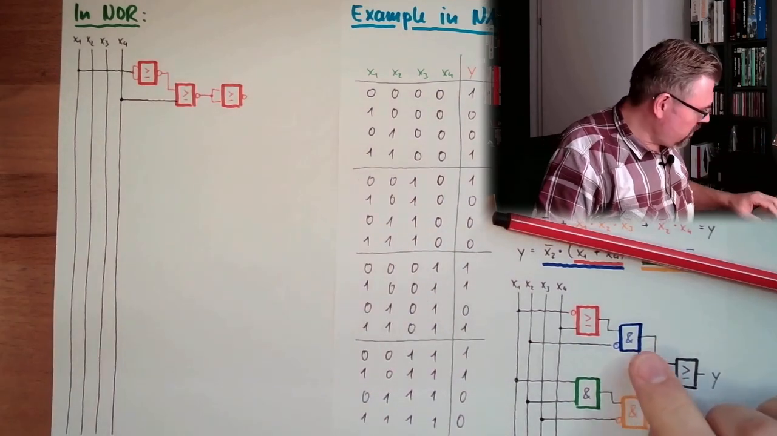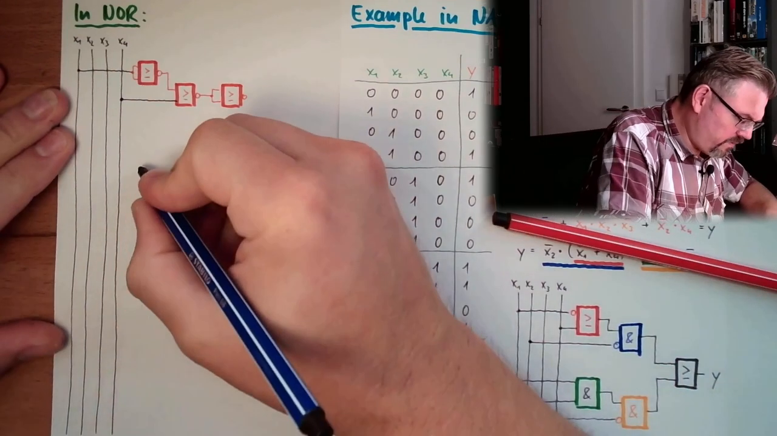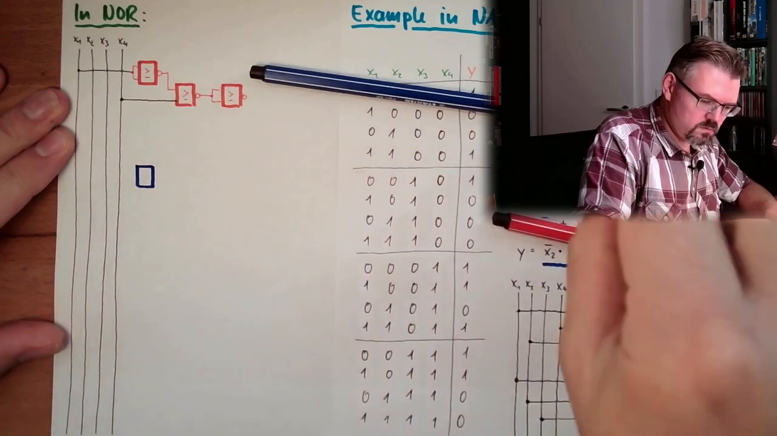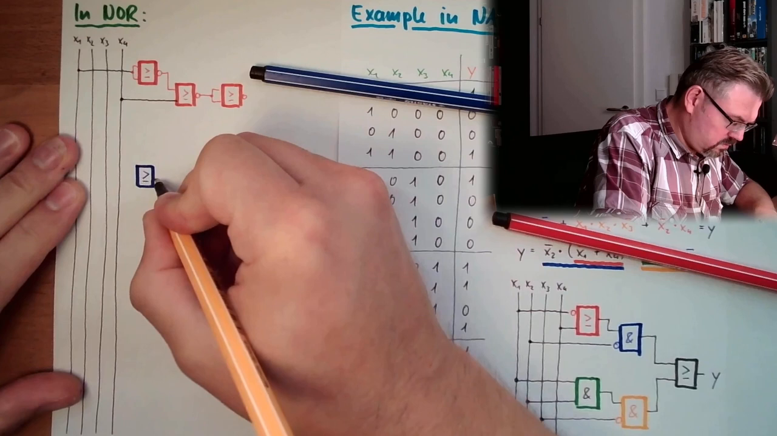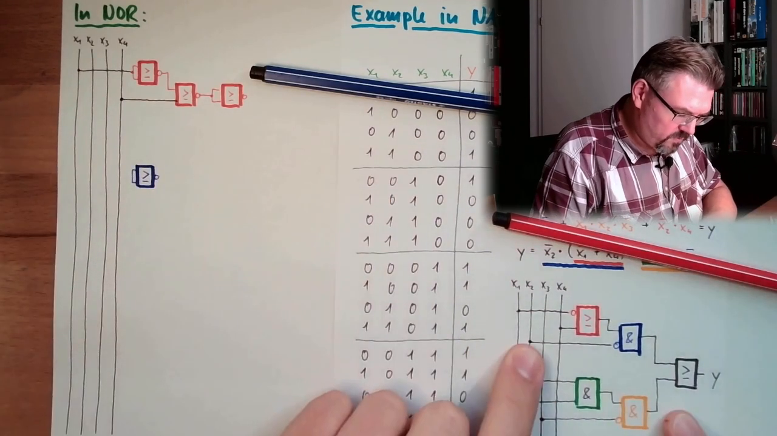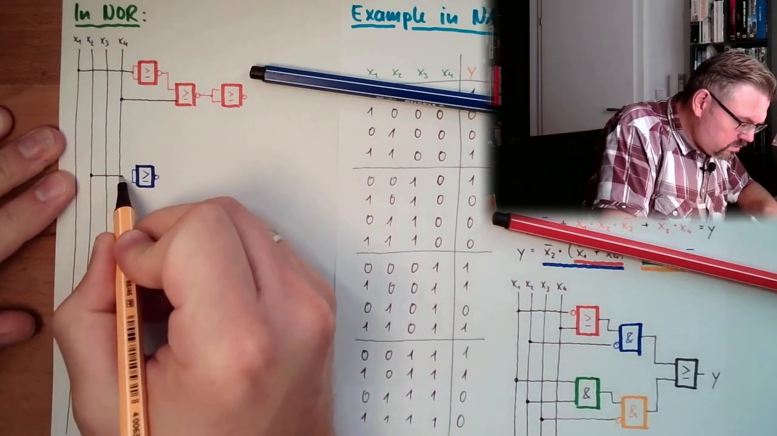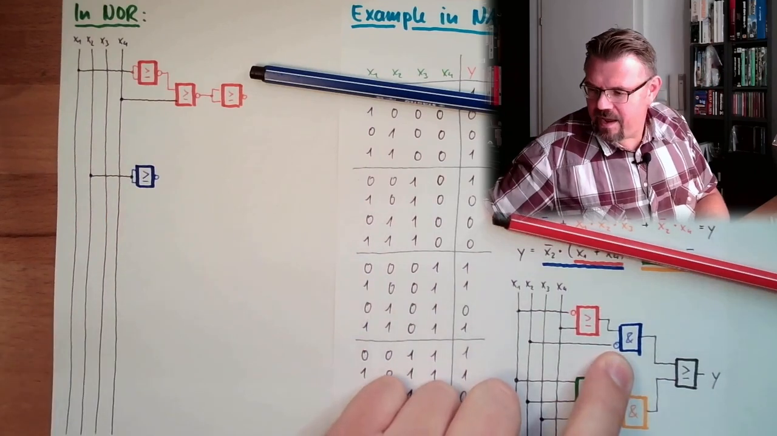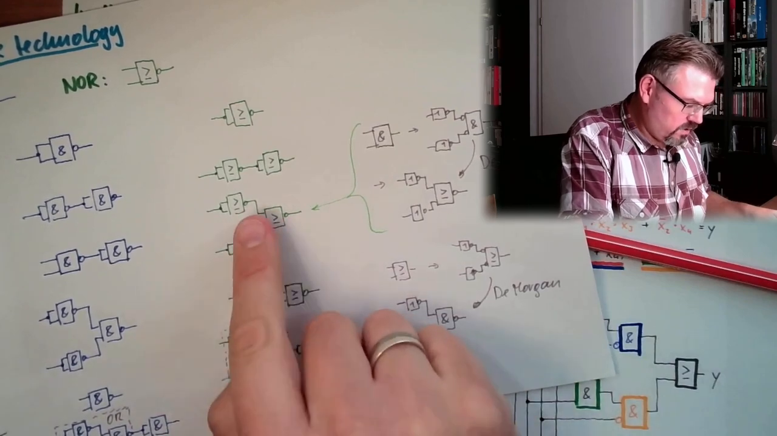And the blue one, we also have to do a NOT. So we have a NOT. The NOT comes from X2. Good. And then we have an AND. And an AND in NOR technology, let's have a look. That's an AND in NOR technology.